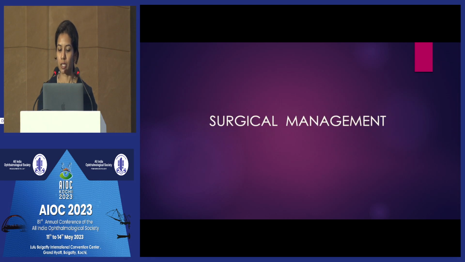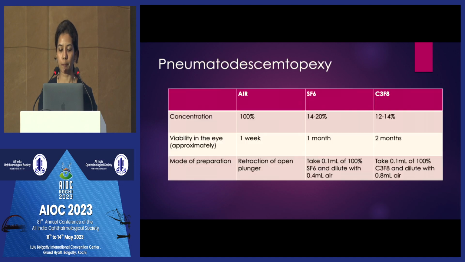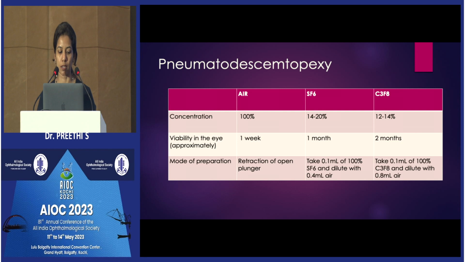Going to surgical management, the gold standard would be a pneumodesmetopexy. The common agents we use are air, SF6, and C3F8. These are the concentrations in which the agents are used. The viability in the eye is probably a week or less for air, around a month for SF6, and around 2 months for C3F8. Air is pretty simple. You just retract your syringe, and that's how you get in the air.